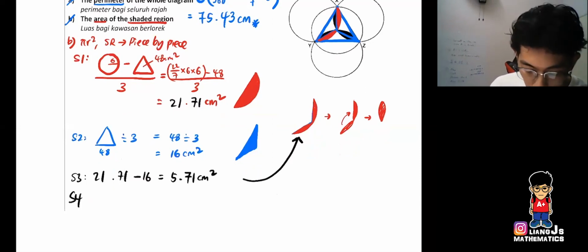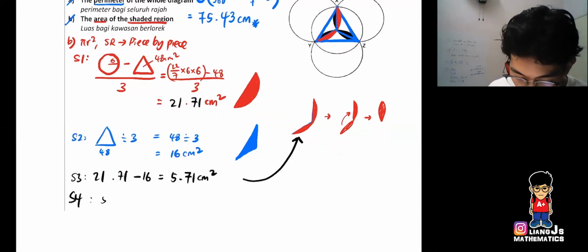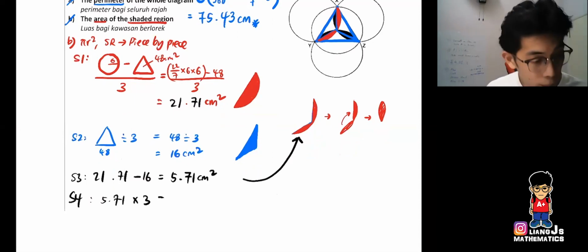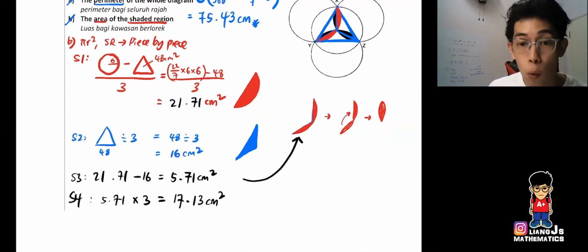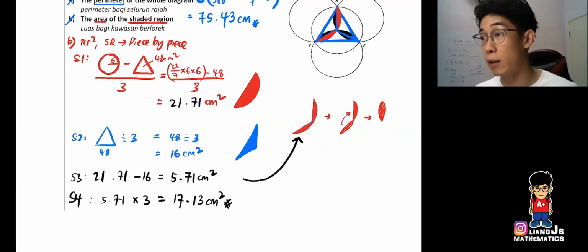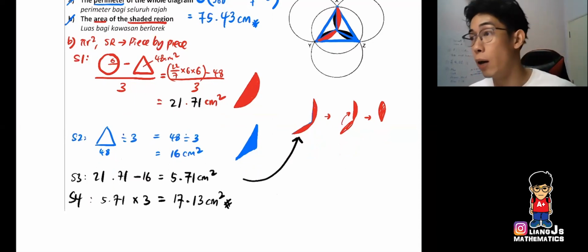And then step 4, I'll be getting the answer: 5.71 times 3. And your answer being 17.13 cm squared. That's how you get the final answer. Okay, sorry on the error part.